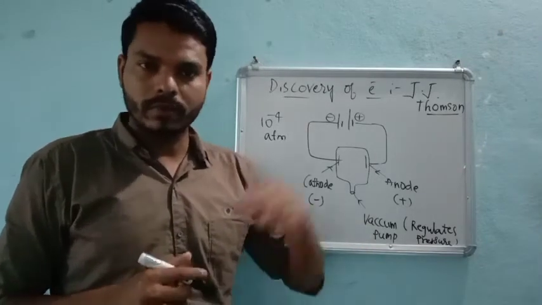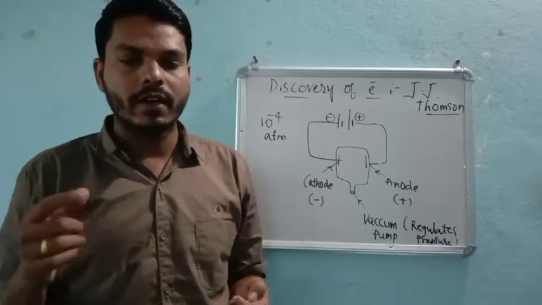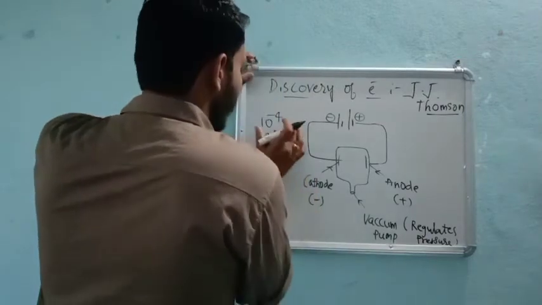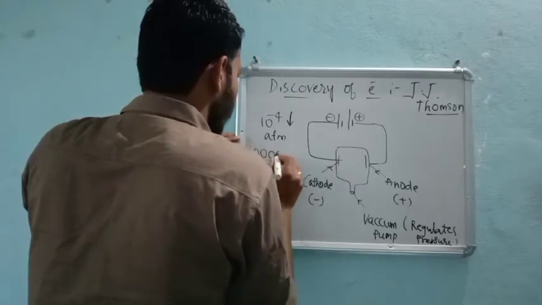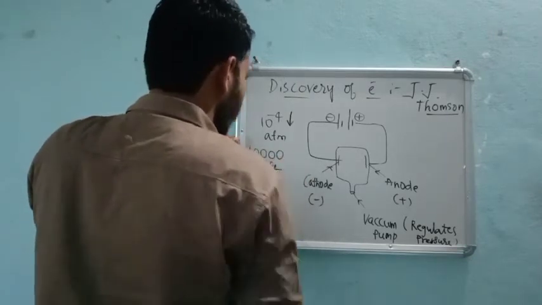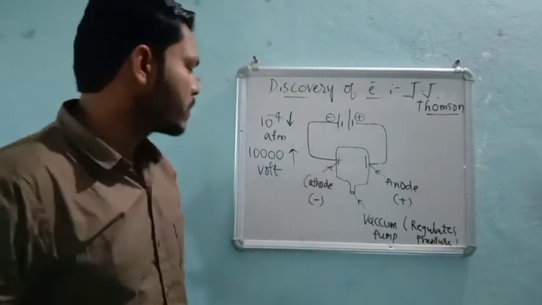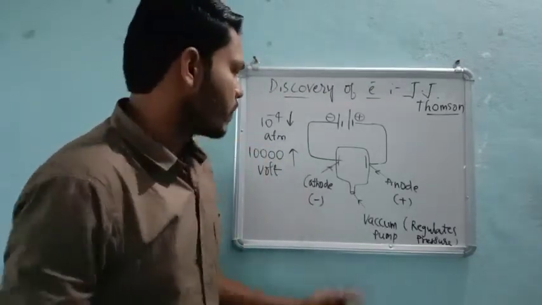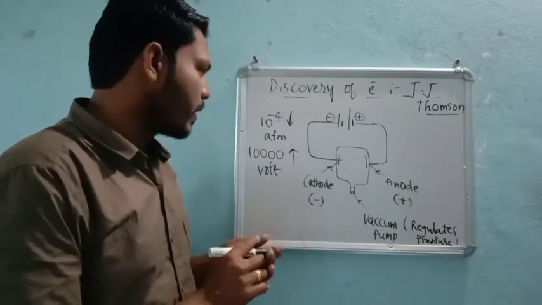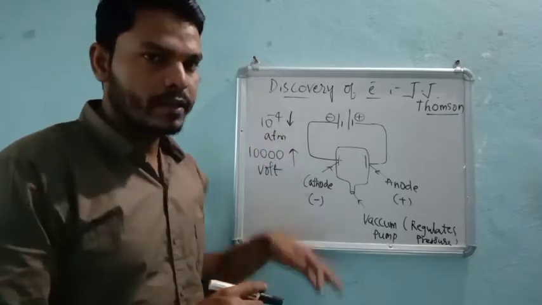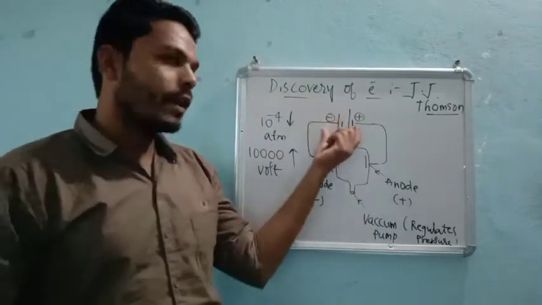Then the pressure is decreased and the potential difference is increased up to 10,000 volt. Pressure we have decreased this much, and the voltage, 10,000 volt, we apply. So what did we do? The vacuum pump regulates the pressure. After making every connection, we decrease the pressure and increase the battery voltage.